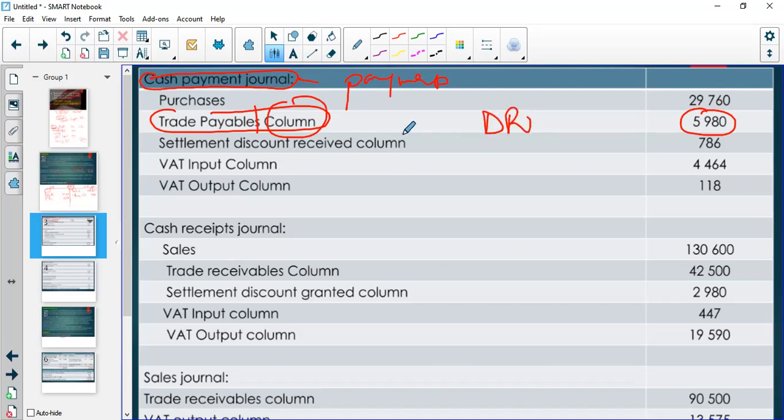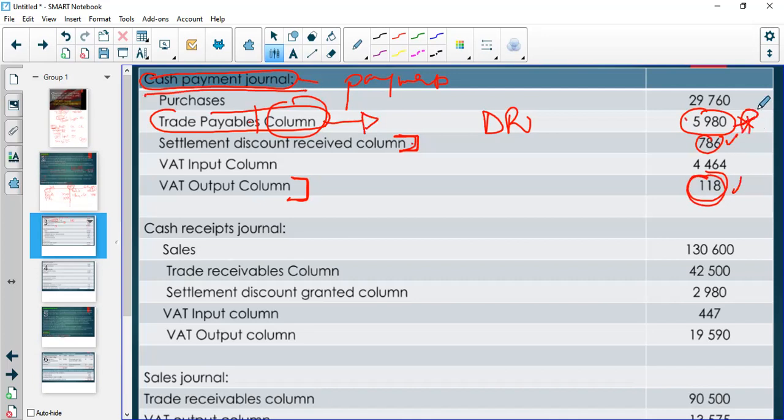So as you know, the settlement discount received, right? And if we receive settlement discount, then it's going to also have VAT output. So all this settlement discount received and VAT output are included in the trade payables column. If you've forgotten that, you can revisit the construction of the cash payments journal, which shows you that the total figure for trade payables column includes settlement discount received and VAT output. So these two amounts are already included in here.